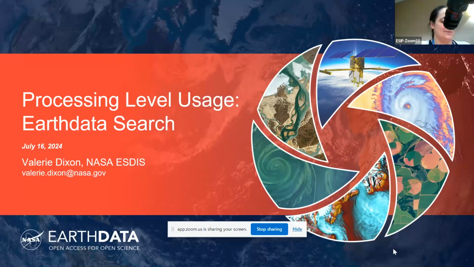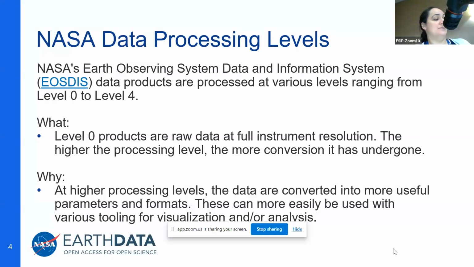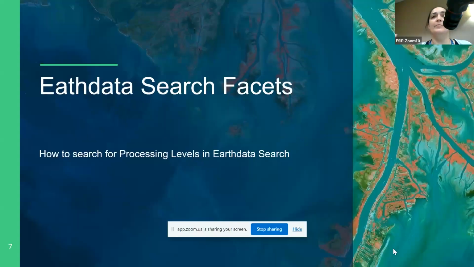All right. So I'm going to skip through the reviewing of what processing levels is. So we just went over that. This is just going to be a brief metrics dive into how processing levels are being used in our Earth Data Search tool and in CMR.